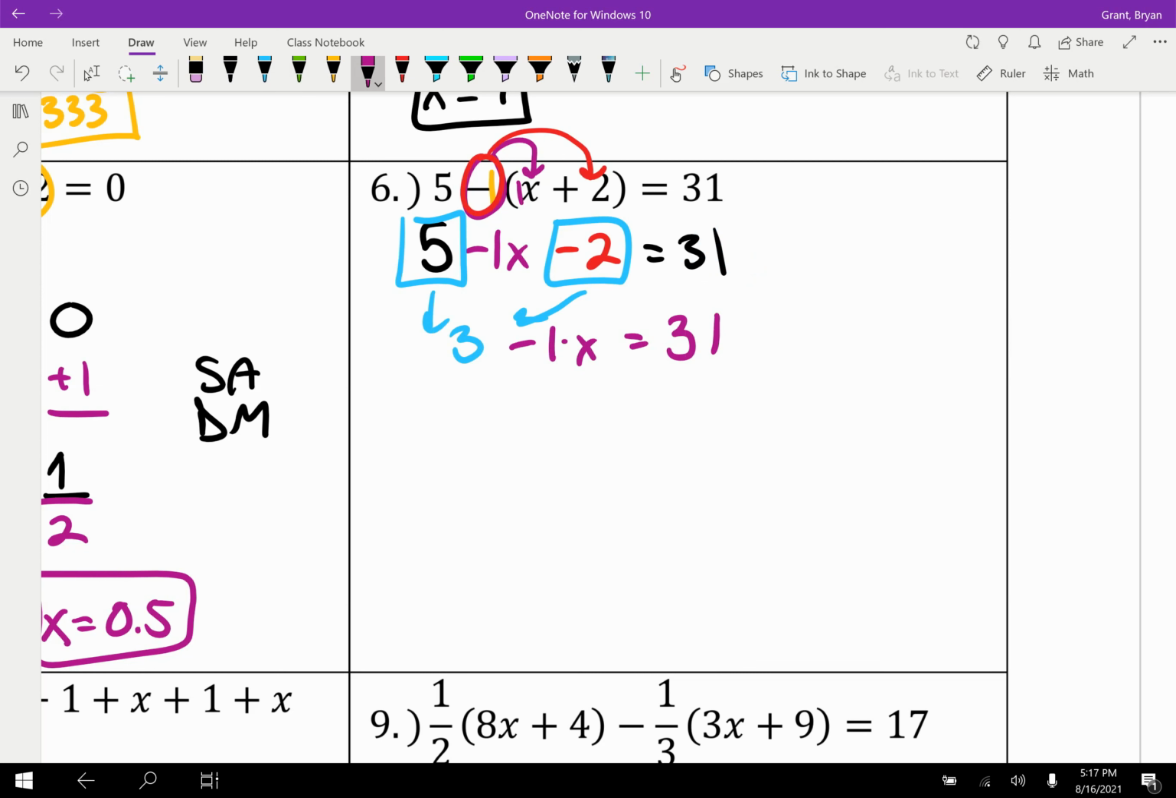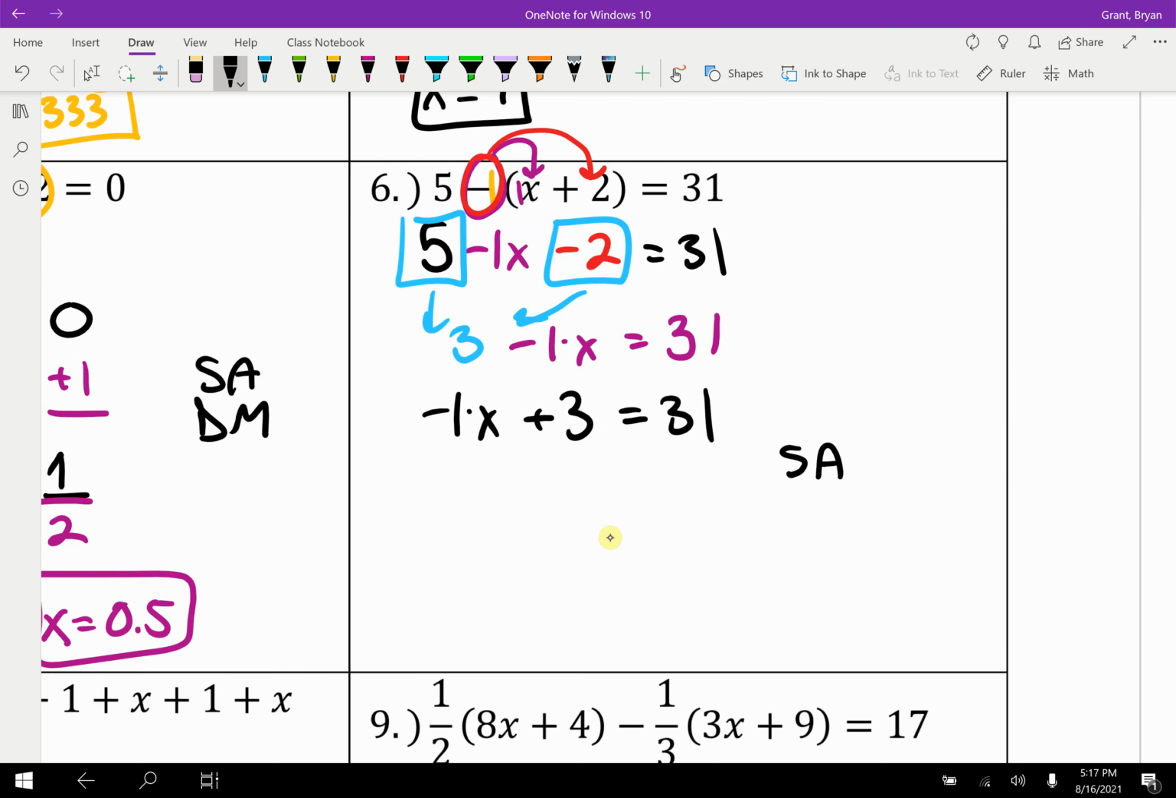Now, quick trick of the trade, since I've taught this class a few times before, my students really like putting the x's first, so I'm going to switch the order. I'm going to put the negative 1x first, and then this 3 is a positive 3, so I'm going to put that second. I didn't do any algebra there. I just used one of our properties to rewrite the equation.